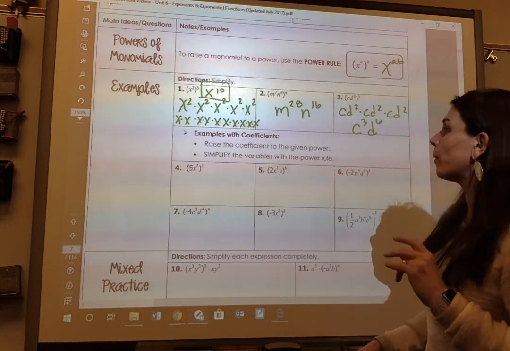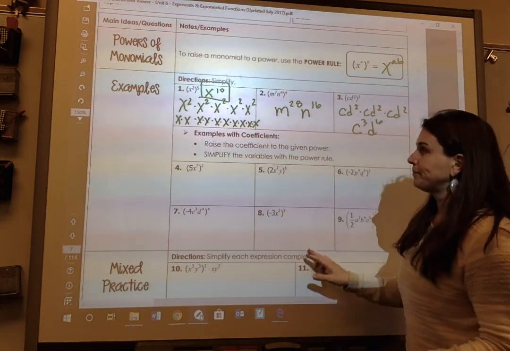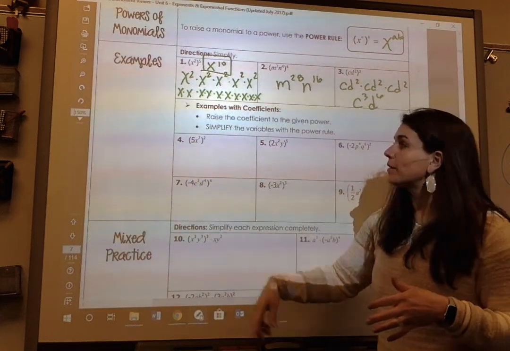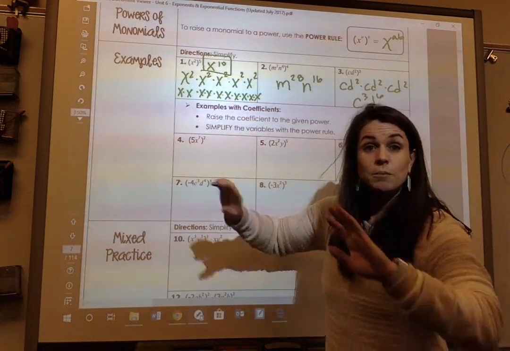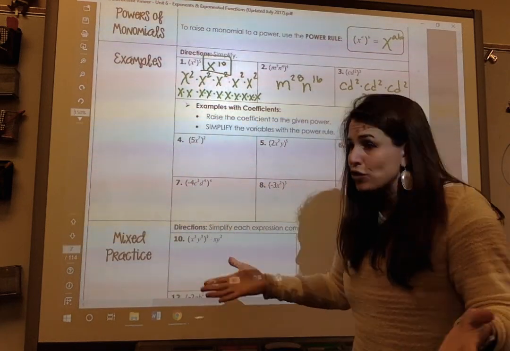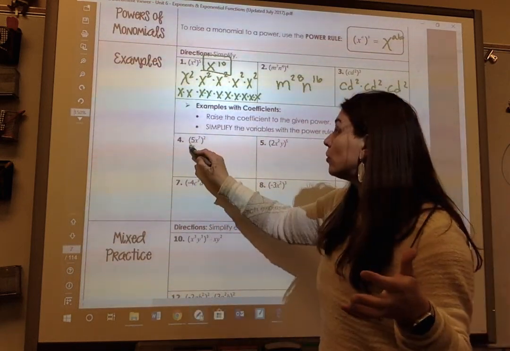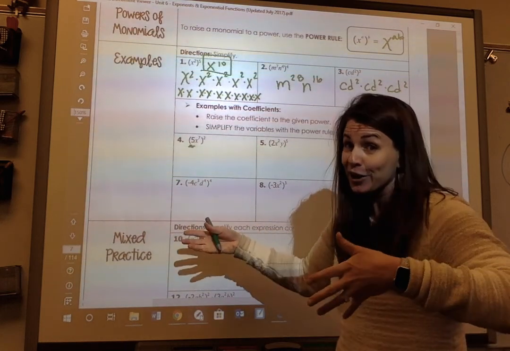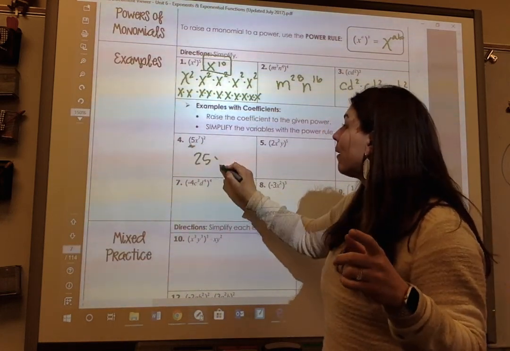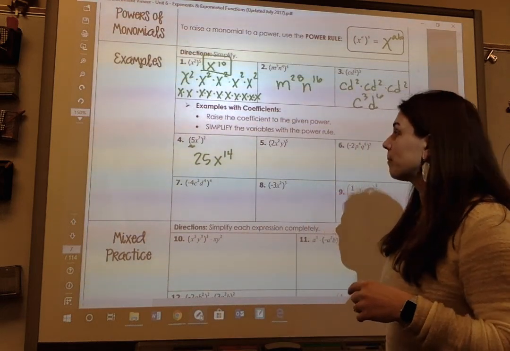But you can always do expanded form. So again, when we have these examples with a coefficient, you've been doing this part forever. You know 5 squared. There's no new instruction there. You have to do whatever your coefficient is telling you to do. So it's saying 5 squared is 25, and now I get x to the 14th.